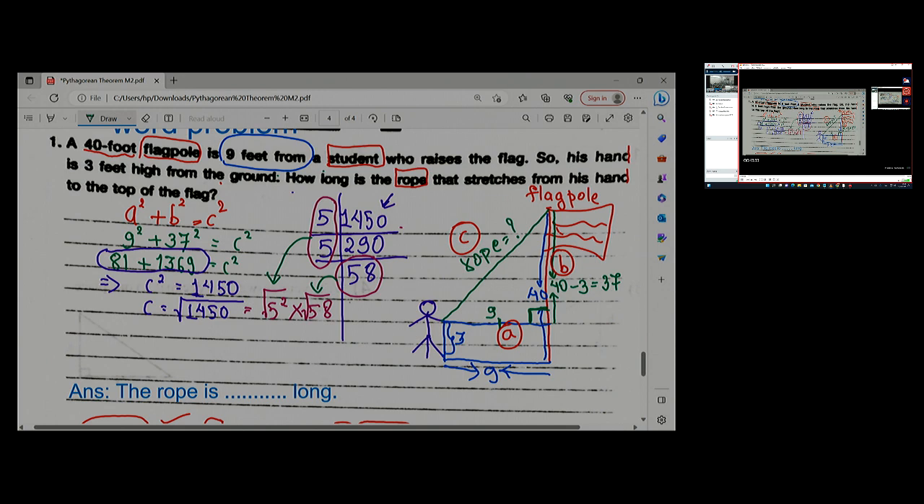Okay, so this 5 times 5 we can write as 5 square. 58 we can write as root under 58. So we get C equals 5 times root 58. So the rope is 5 root under 58 feet long. Okay?